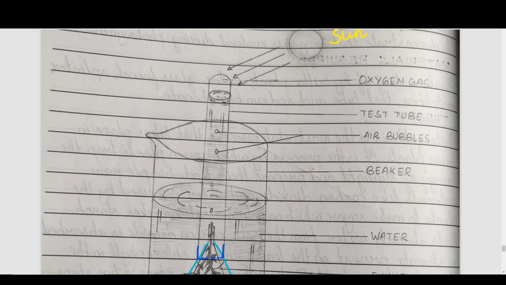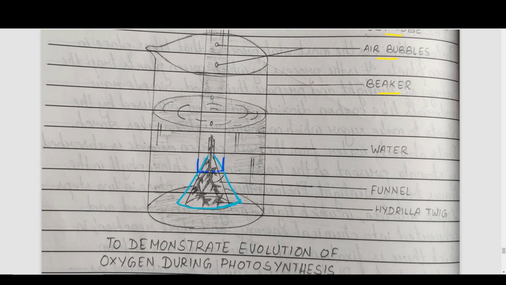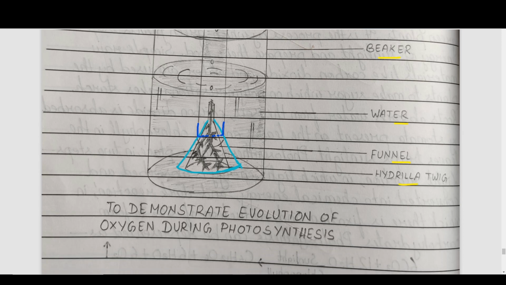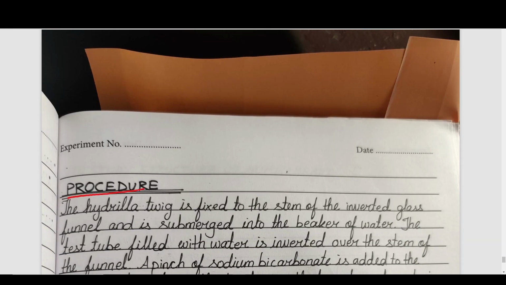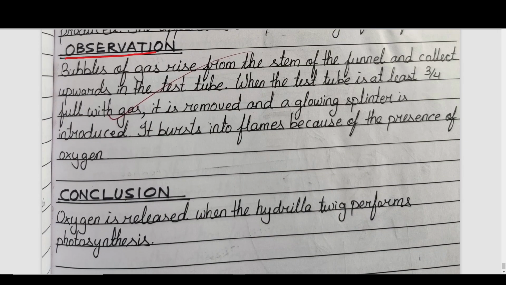So collection of oxygen gas, then test tube, air bubbles, beaker, then water, funnel, hydrilla twig. Mention the procedure, observation and then conclusion.